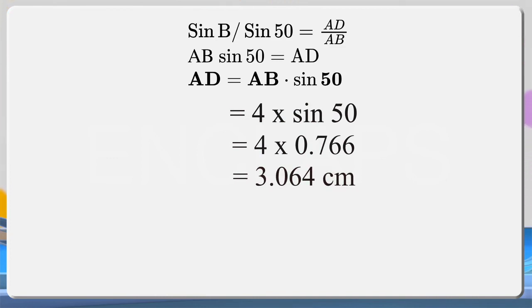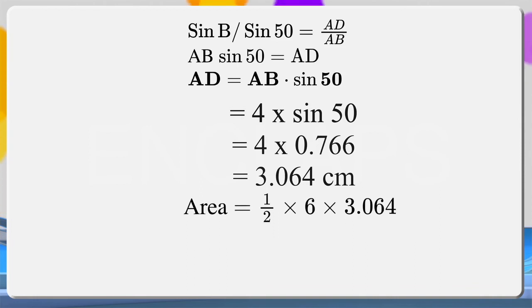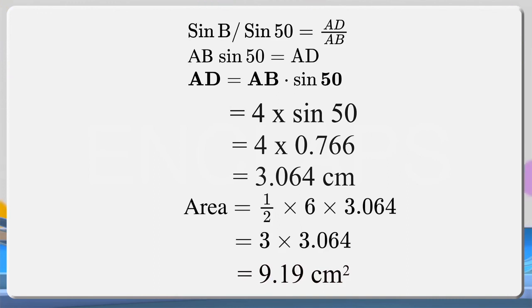Now we can apply this value in the equation of area. So area is half base into height. This will become half into 6 into 3.064, which equals 3 into 3.064, and the answer is approximately 9.19 centimeter square.